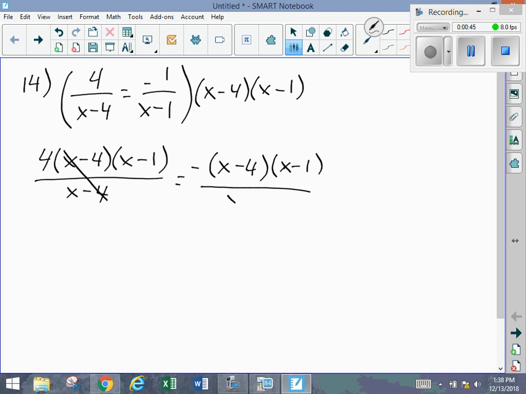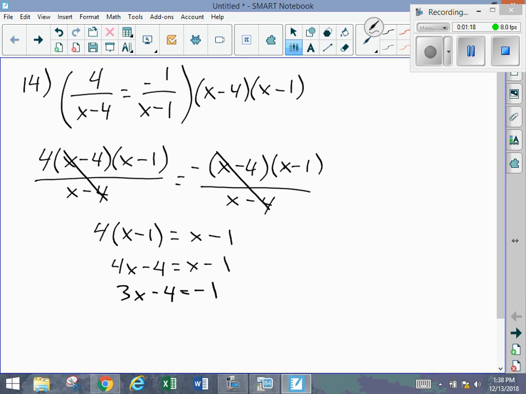X minus 4 over x minus 4 is 1, right? And then I'll also be canceling this. So that's going to be 4x minus 4 equals x minus 1. I'll subtract x from both sides, and I wind up with 3x minus 4 equals negative 1.